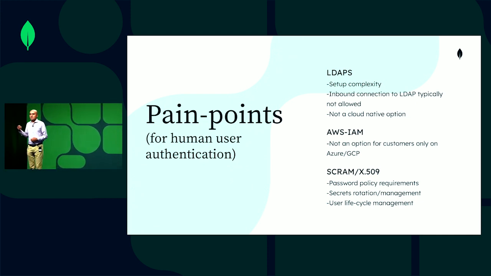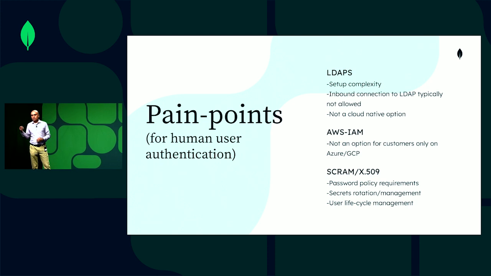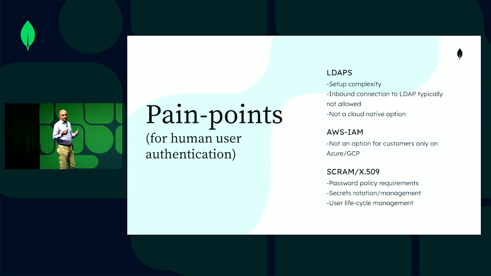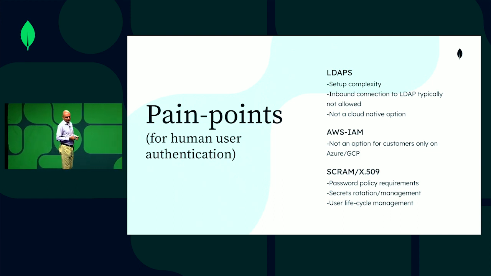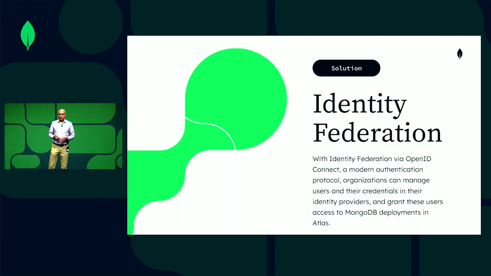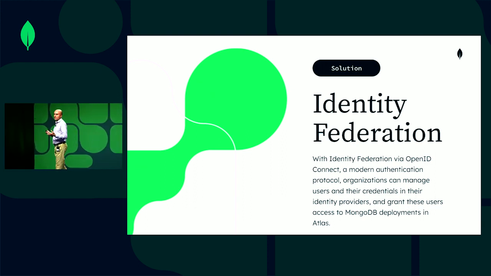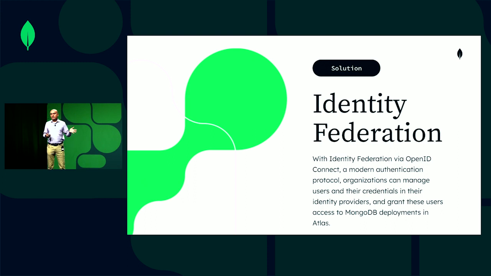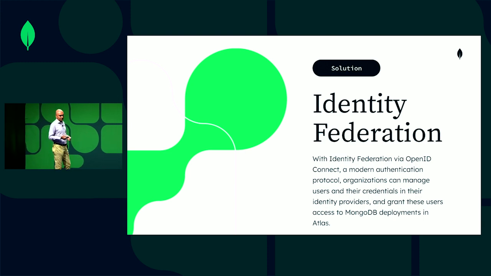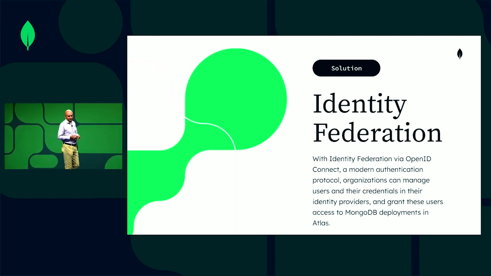SCRAM and X509, organizations find them cumbersome to use for human users or employee access, because then they have to manage the entire identity lifecycle for these users. So the solution to all of these is identity federation, which is that your employees should be able to authenticate with the database with their corporate identity credentials, and with the policies that your central IT team has enforced for your human users. So this is exactly what we have done.